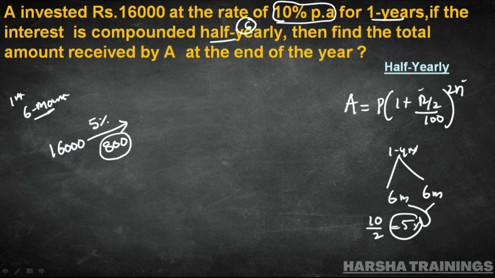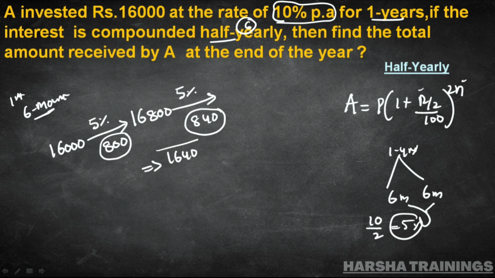So for the next 6 months, the principal amount is 16,800. Rate of interest is 5%. 16,800, 5% is how much? Okay, so 840 rupees. In the second 6 months, the interest you are paying is 840 rupees. Total interest for 1 year: 800 plus 840, so 1640 rupees.